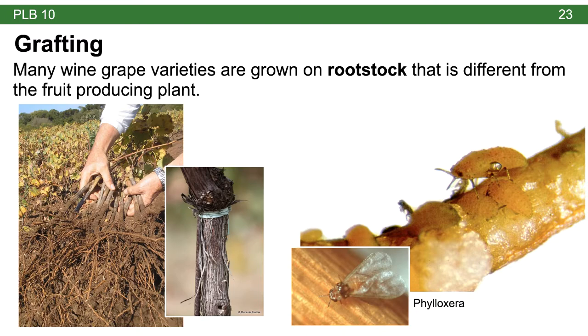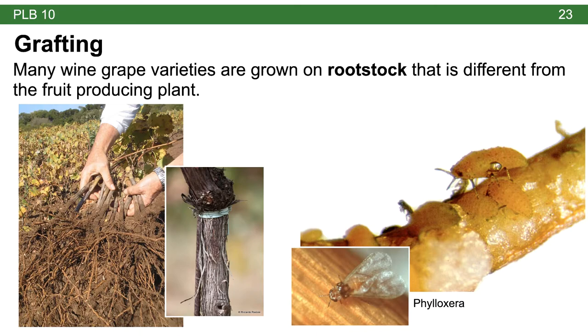Now, grafting is not unique to wine grapes, and it's used in lots of other different agricultural products, most notably things like fruit trees. And this is where you take rootstock that is resistant to a particular pest, and you graft it onto a plant, a top part of the plant, that is different than the rootstock, right? So what happens is you get two different plants, one of which might be a specialized grape variety like Cabernet Sauvignon, but it's grown on rootstock that is resistant to something like phylloxera.